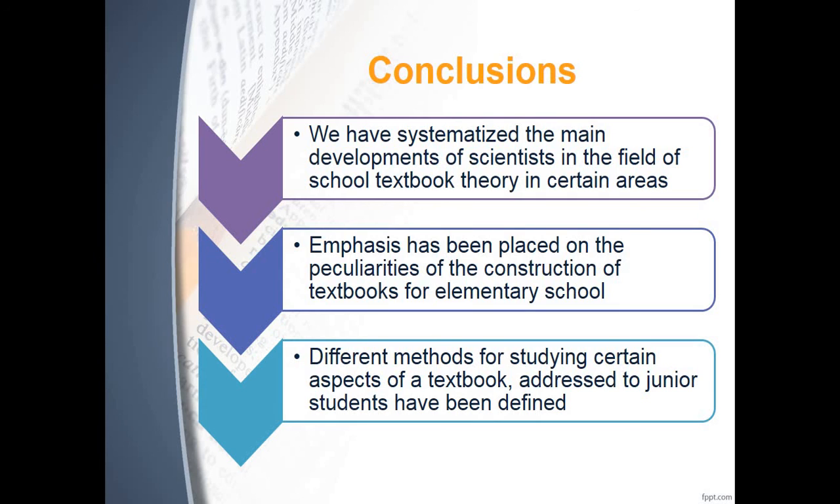Thus, we have systematized the main developments of scientists in the field of school textbook theory in certain areas. Emphasis has been placed on the peculiarities of the construction of textbooks for elementary school. Different methods for studying certain aspects of a textbook addressed to junior students have been defined. As a trend in the development of the theory of school textbooks, we define different methods for studying certain aspects of a textbook addressed to junior students.